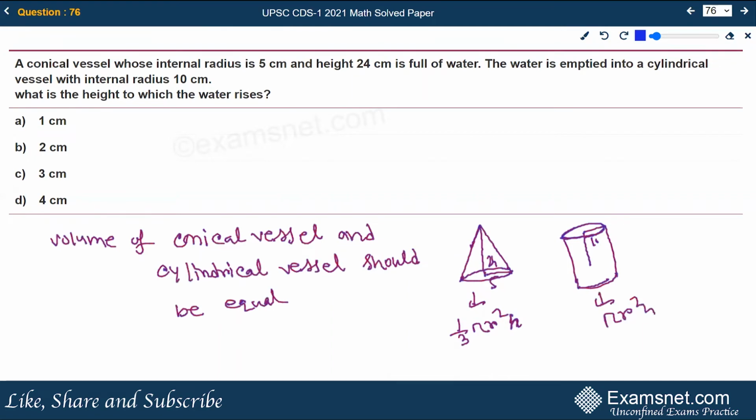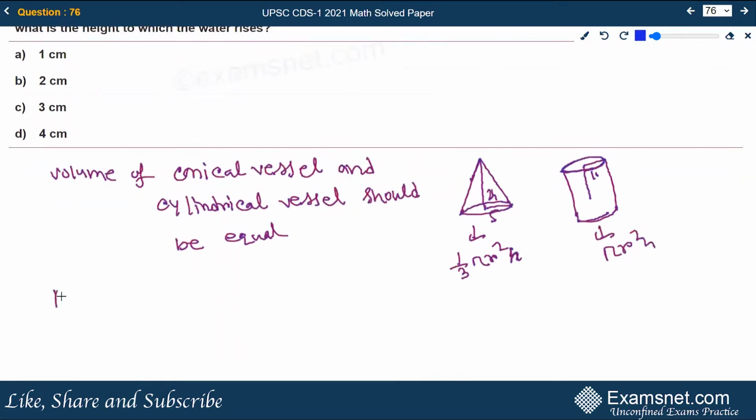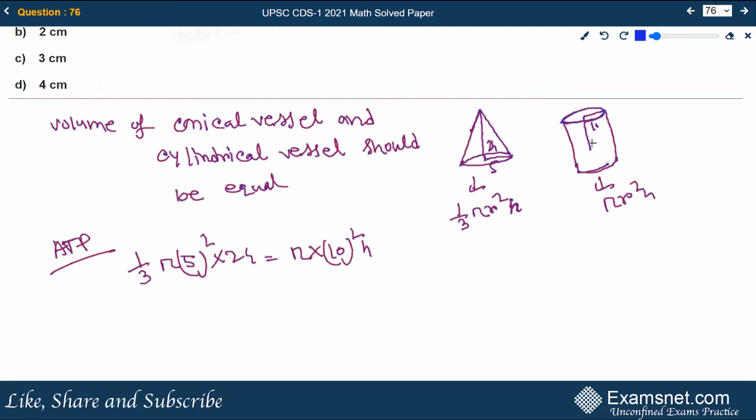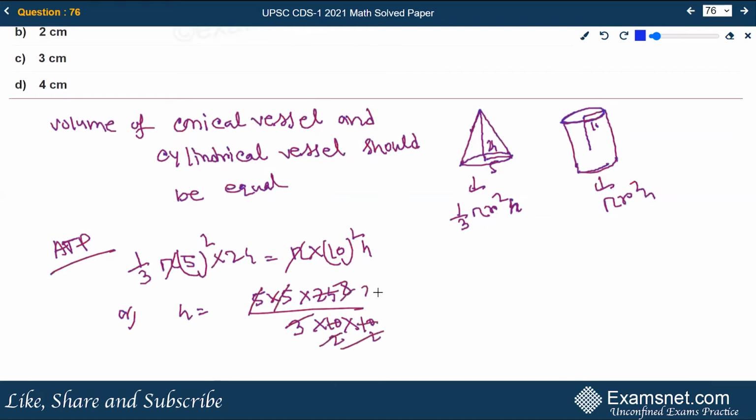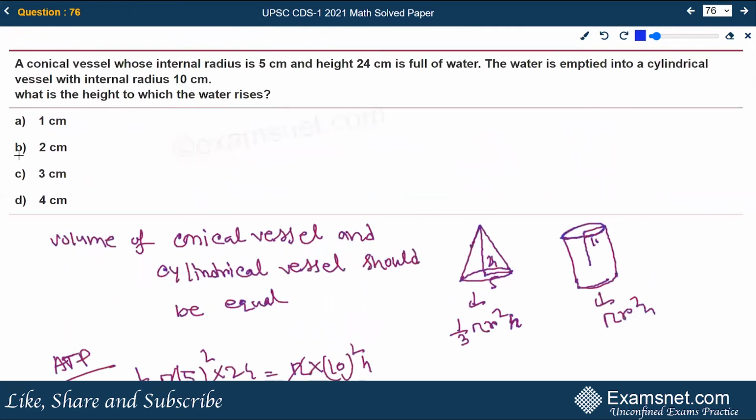Here we are given the value of r for the cone. So according to the problem, we can write 1/3 pi 5 whole square 24 equals pi 10 whole square h. Let's say the height up to which the water rises is h. Now let's solve the equation. We will get the value for h, 5 by 10... so h equals 2 centimeter. Hence the height to which the water rises is 2 centimeter.